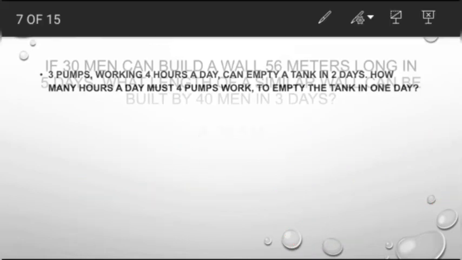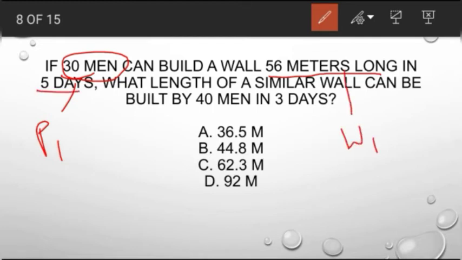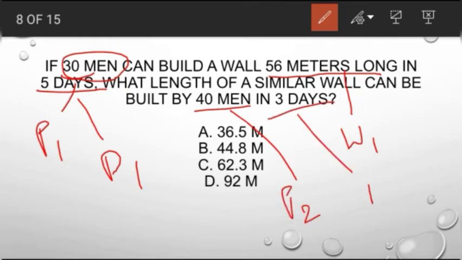Now let us solve another example. If 30 men, which means P1, can build a wall 56 meters long, 56 meters means work W1, in 5 days, D1. What length of similar wall can be built by 40 men in 30 days? P2 and D2. And we have to calculate W2.